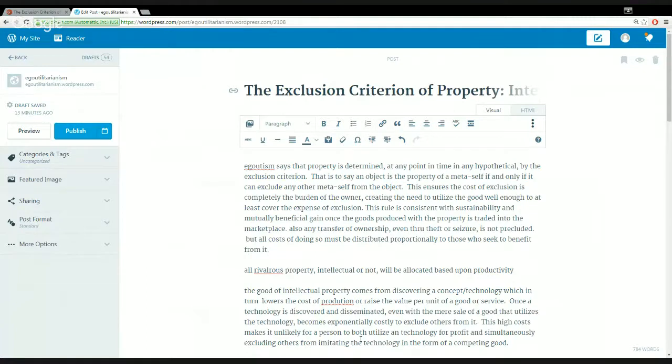Okay, this presentation is an extension or a corollary of the exclusion criterion of property, as it applies to intellectual property. We're going to use the criterion to analyze both the positive and normative application of the criterion on intellectual property itself, which is one of the quote unquote tougher things to analyze.